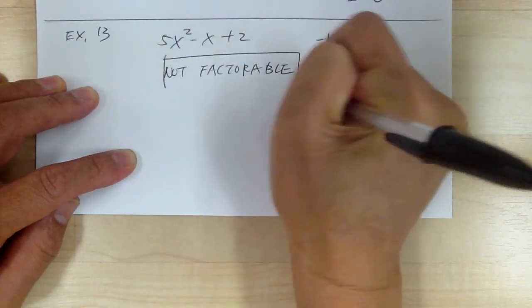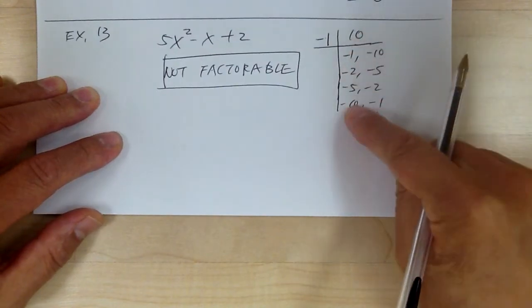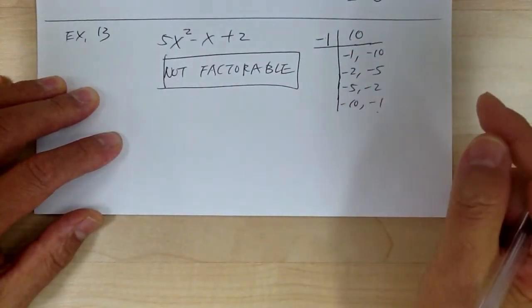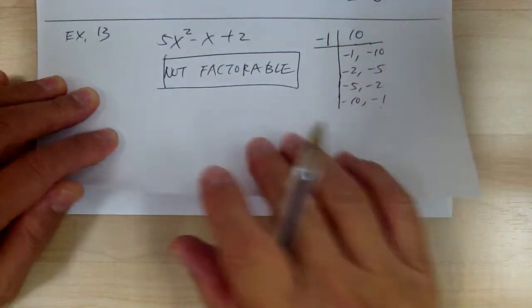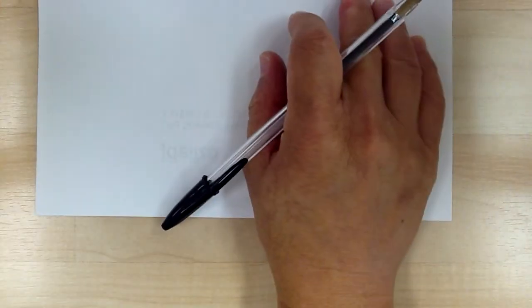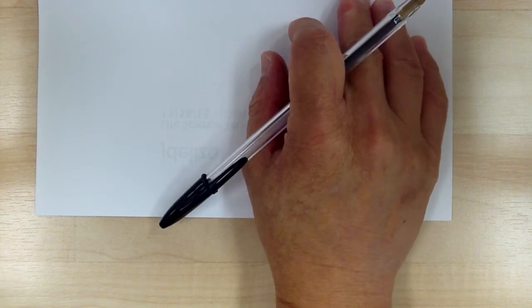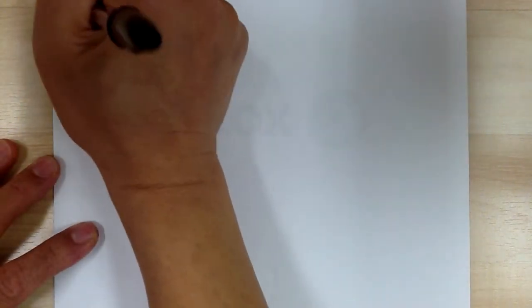Okay? So that's why you want to go through the list, right? If you jump all over the place, then you don't know if you missed the one that you need or it's not factorable. You won't be able to tell, right? Okay, let's go to example 14.